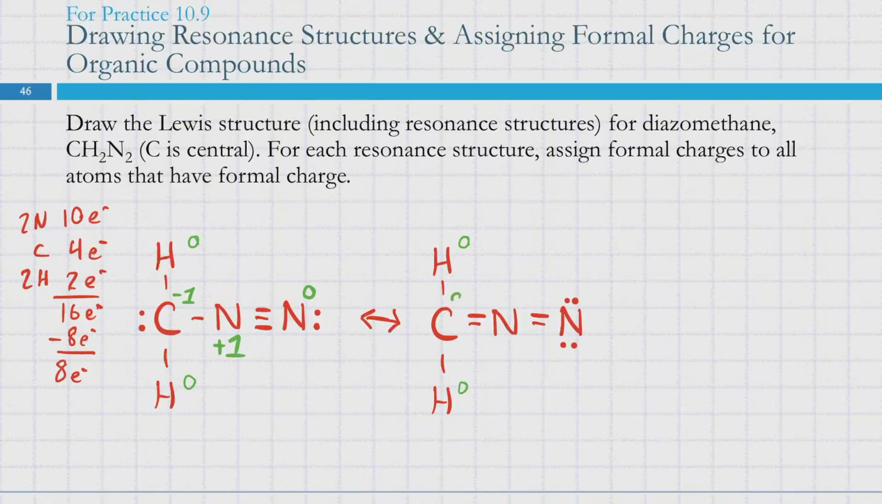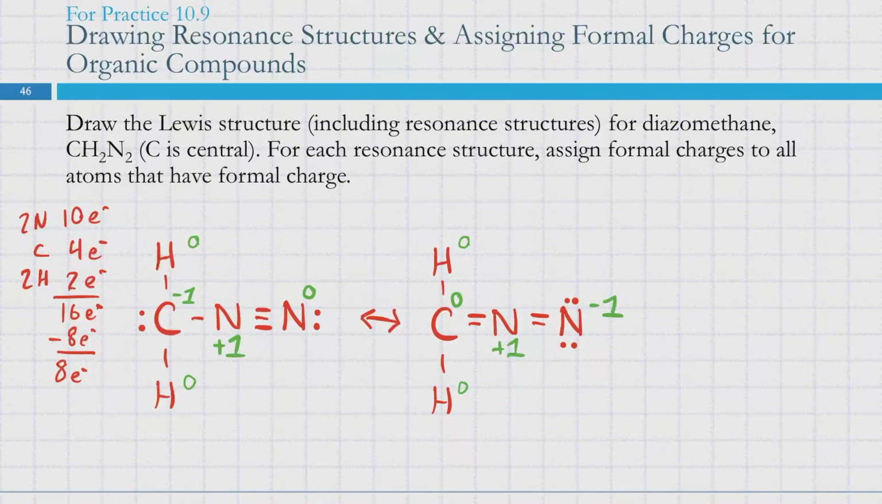resonance structure, carbon has the 0 formal charge. Our middle nitrogen has the +1 still because it only has 4 bonds. And then the right nitrogen has 1 more electron than it would like to have contact with.